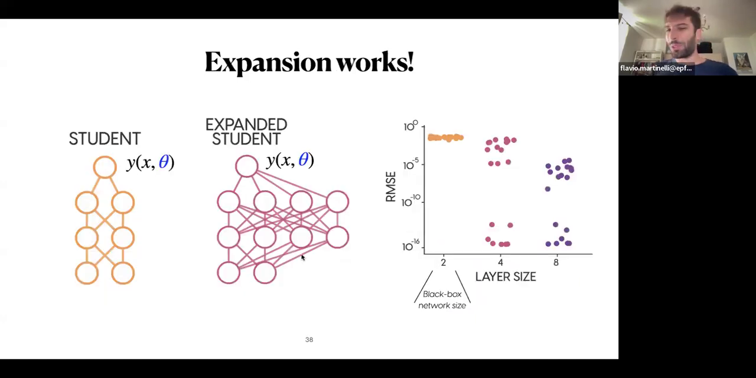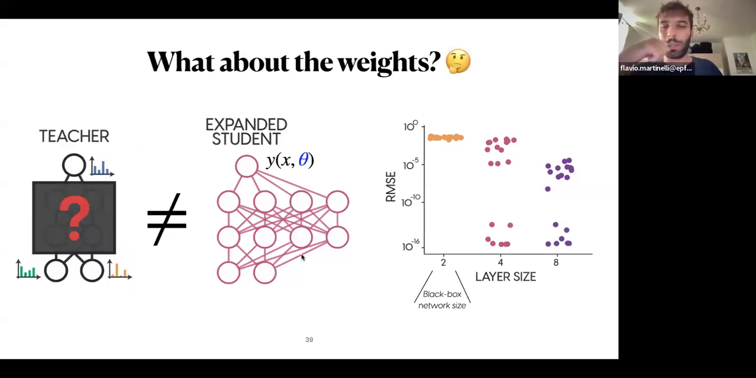So again, we've shown that expansion works, but what about the weights? Now we have a student that is way bigger than the teacher, so we cannot really claim that we have performed parameter recovery. We can just claim that the two networks are functionally equivalent. So is there a mapping between the two? Is there a question from the audience? If everything is clear, I will continue.